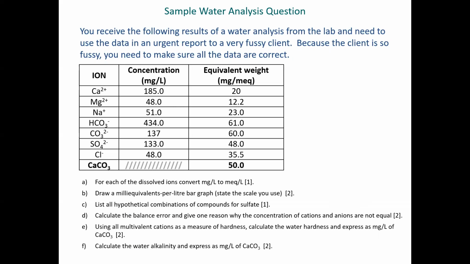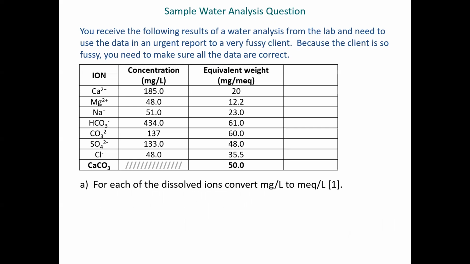But here's an idea of what it's going to look like. You're going to have a water analysis that's been performed, or at least measured the concentration of some different ions in a water sample. And typically those concentrations are given in milligrams per liter. You are also going to be given the equivalent weight of some of these things, and then asked a bunch of questions about it, right? So let's take a look at these one by one.